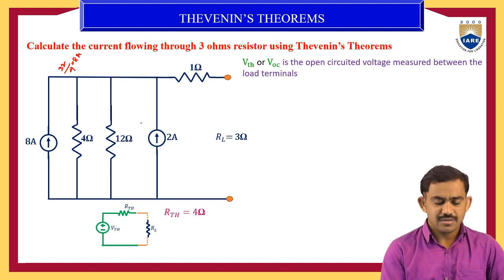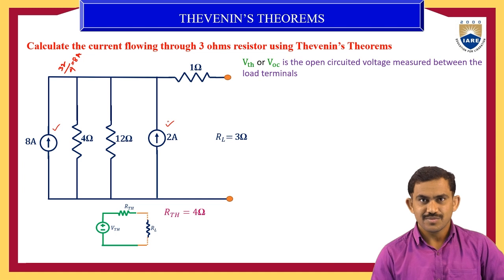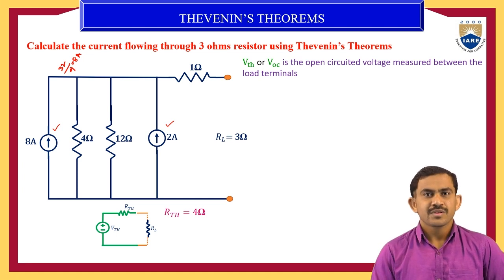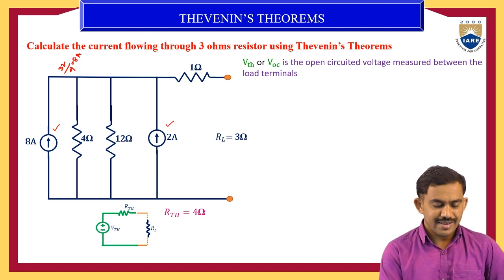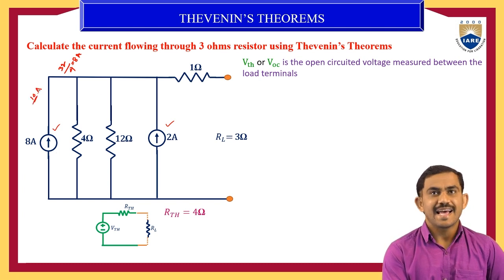So again here, current source parallel with 4 ohm resistor. Both current sources are in the same direction, so we can add both current sources. So 8 plus 2 will give one current source: 8 plus 2, 10 amps.